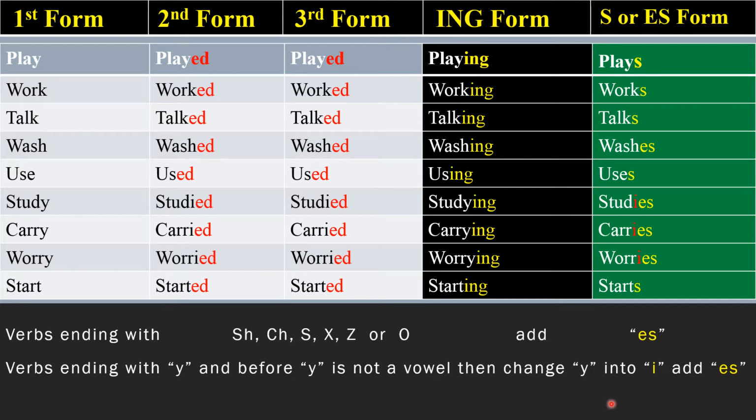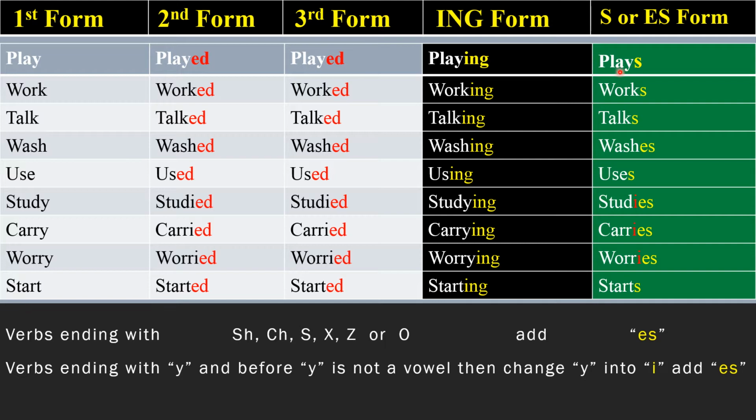If it is not ending with these but ending with Y, and before Y is not a vowel, then Y shall change into I, and then ES is added. Now look at the first verb. It is also ending with Y, but before Y is a vowel, so therefore Y cannot change into I, so we just add ED over here to make its second form and third form, and in S form we have just placed S after Y. Y is not changing because it has a vowel before it.